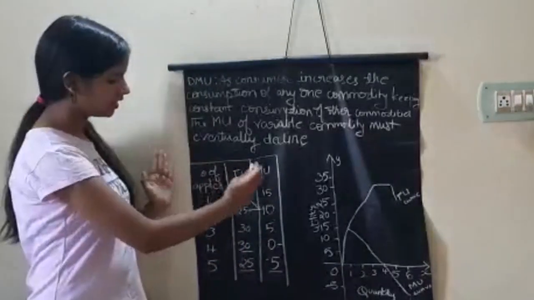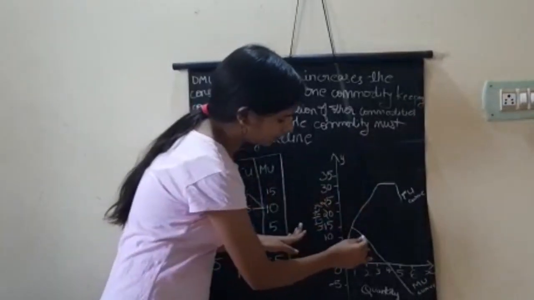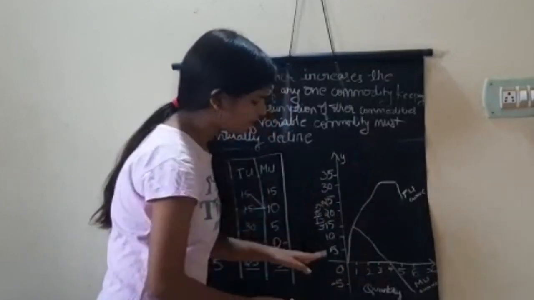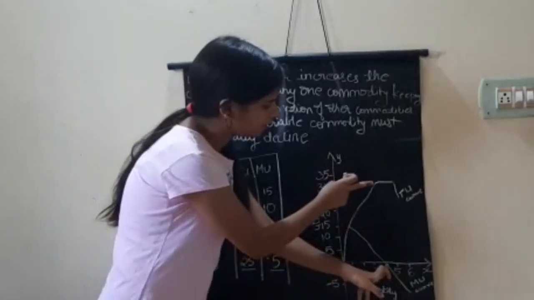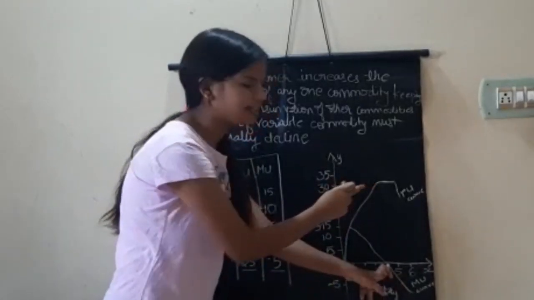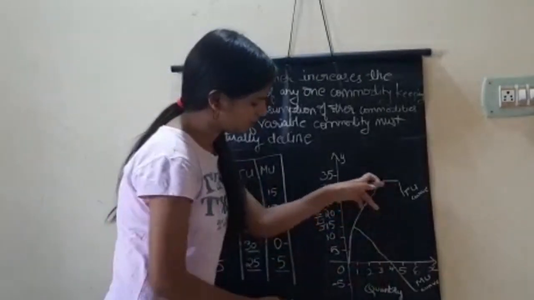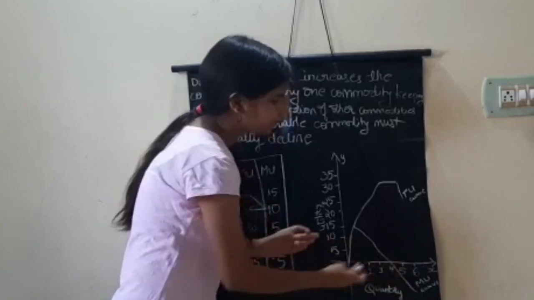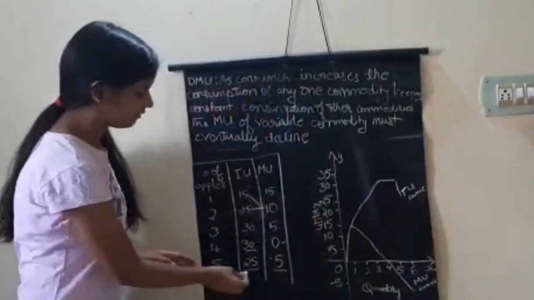Now when we represent this table on a graph, what we observe is that as marginal utility kept declining, the total utility kept increasing. When marginal utility became 0 for the fourth apple, the total utility became constant. That is, it didn't increase or decrease anymore. It remained the same, 30 units. Next, when marginal utility started becoming negative, the total utility started declining and fell to 25 units.